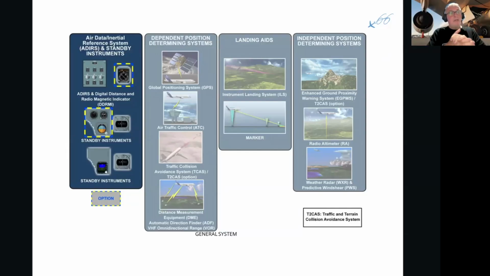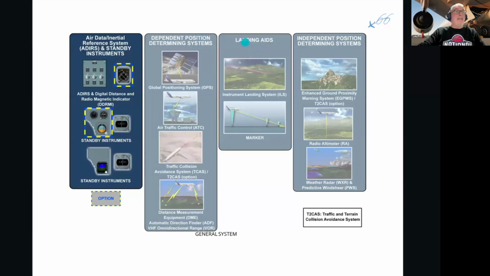With the A320, we combined the air data computer and the inertial reference units all in one box, of which we have 3 for the normal redundancy. Apart from the ADIRUs, we also segregate the systems into dependent position determining systems. In other words, navigation systems that are dependent on, let's say, ground stations or external influences, external information.